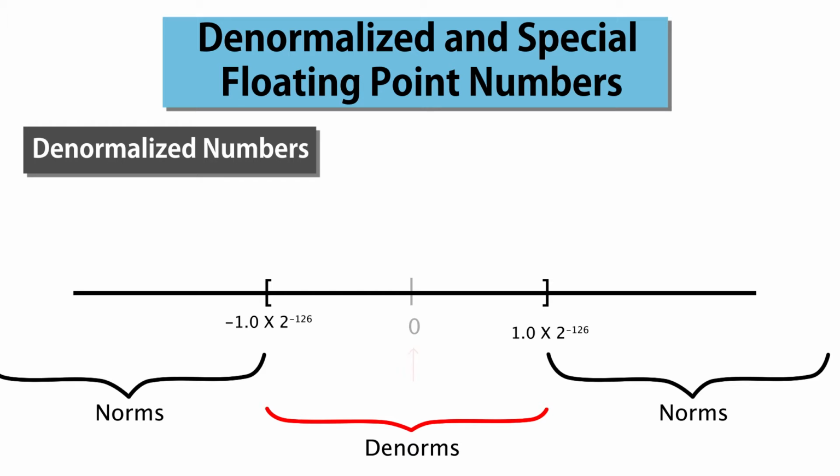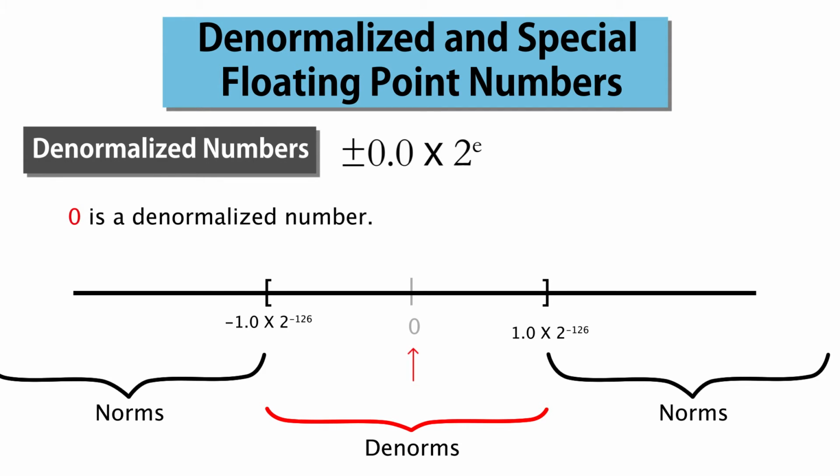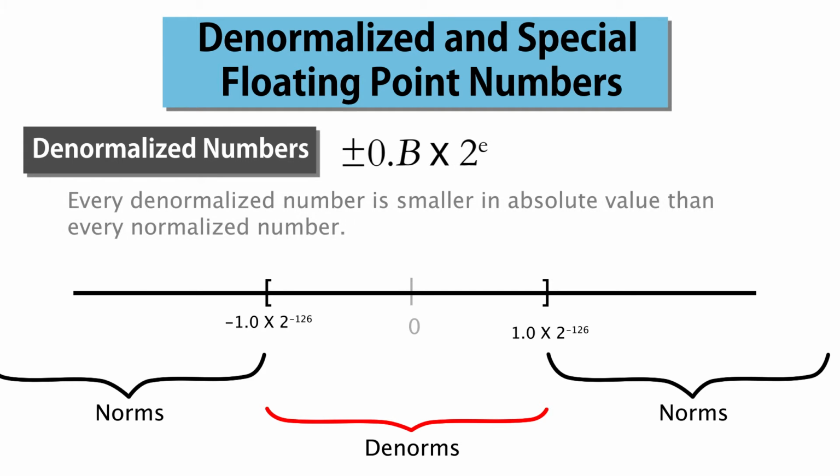First, notice that 0 is not a normalized value. Every normalized value in standard form has a single 1 to the left of the binary point, but there are no 1s in the binary representation of 0. 0 is an example of a denormalized number. The denormalized numbers form a special class of floating point numbers with very small absolute values, including 0. That means that they are very close to 0 on the number line. In fact, every denormalized number is smaller in absolute value than every normalized number.